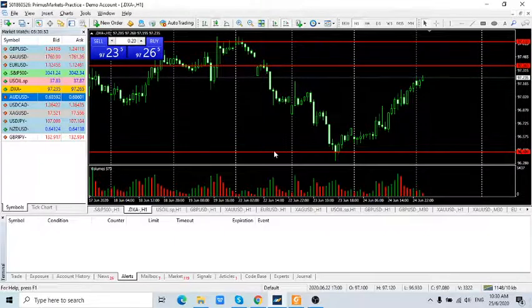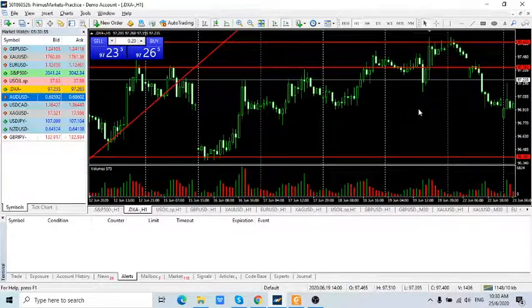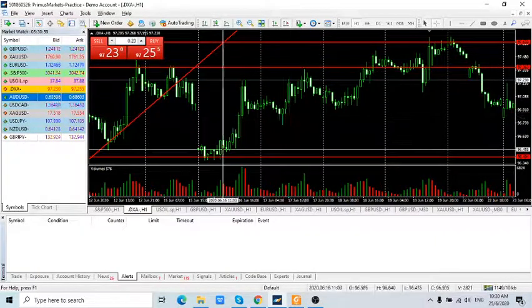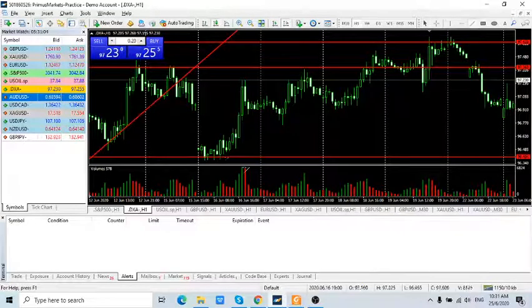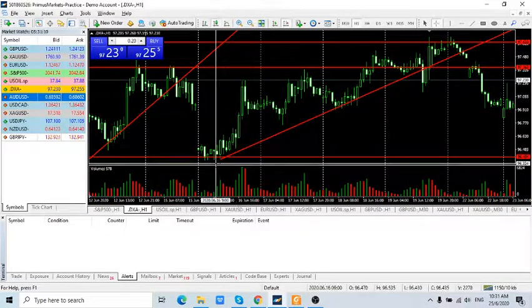So we're going to start off with the US dollar index. Let us have a look and see. So this is the US dollar index, which shows us whether the US dollar was strengthening or weakening over a certain period of time.